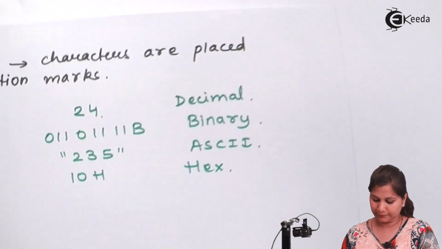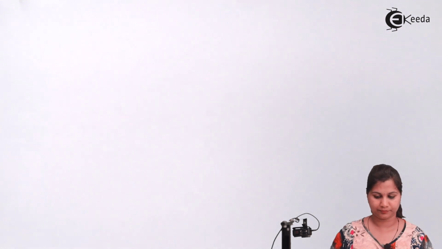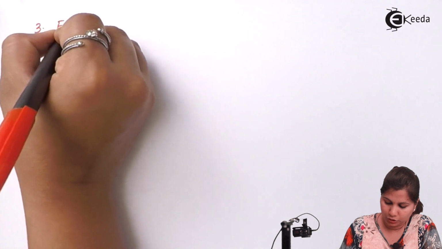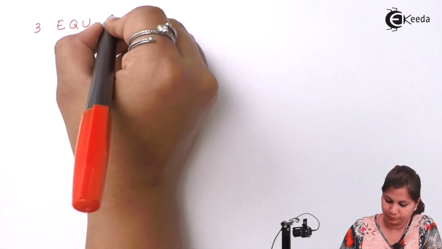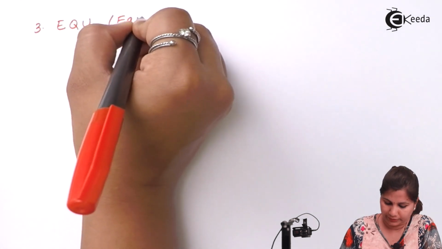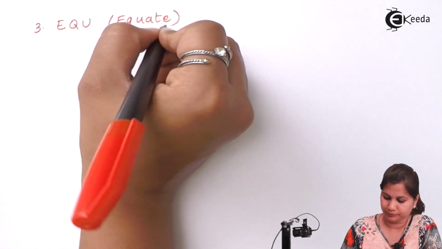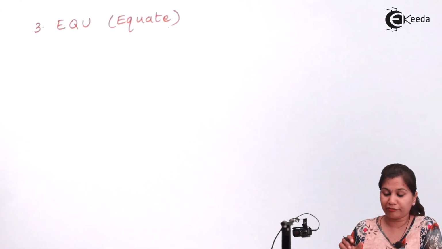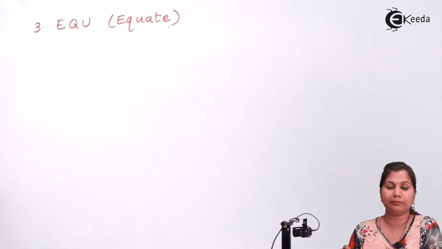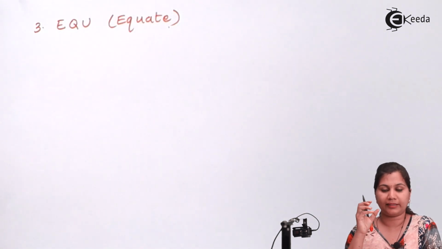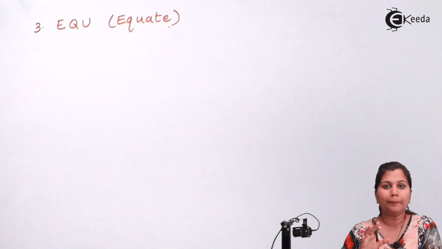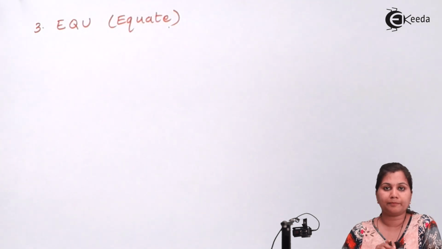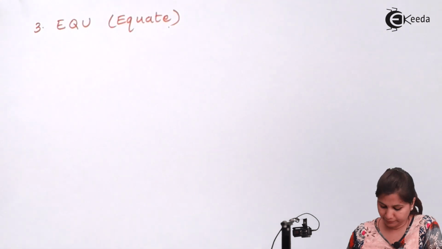Now the next assembler directive is EQU, that is, equate. This assembler directive is used to define some value or symbol. That means we are giving some value to a particular number or to a particular string, to a particular symbol.